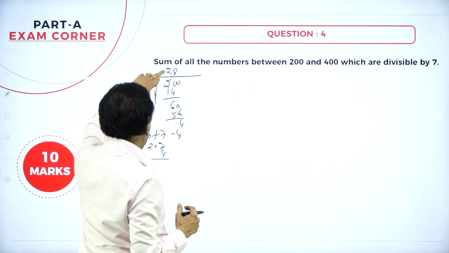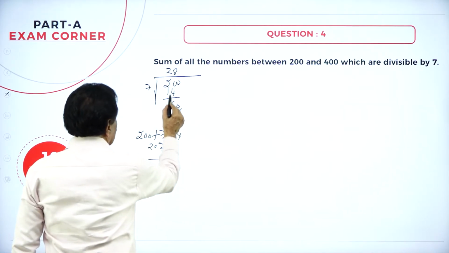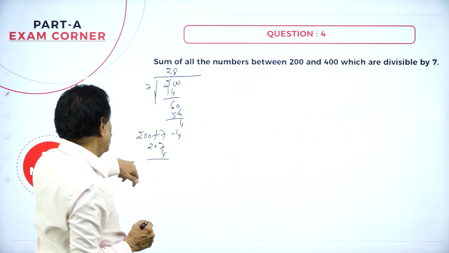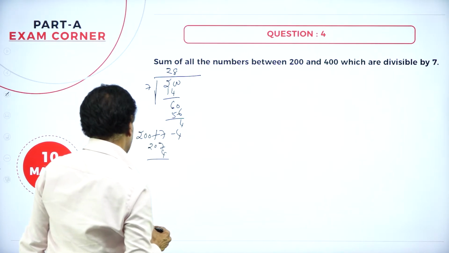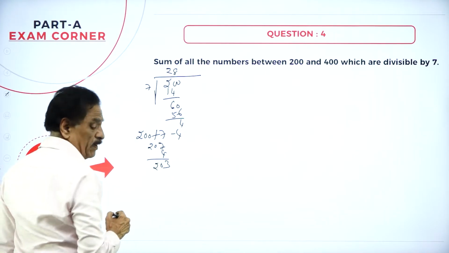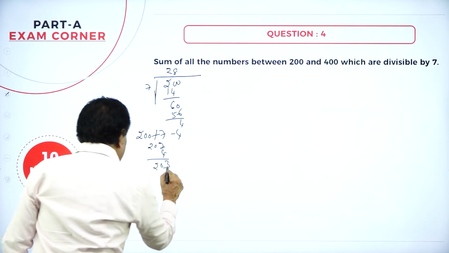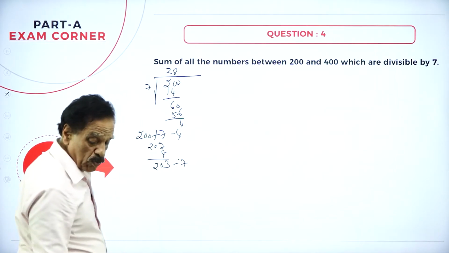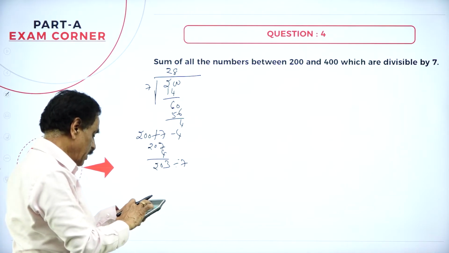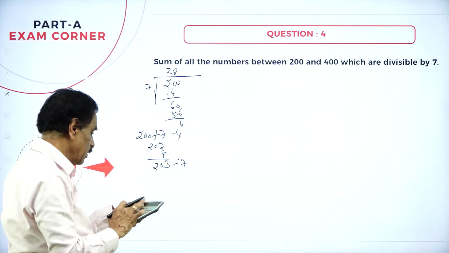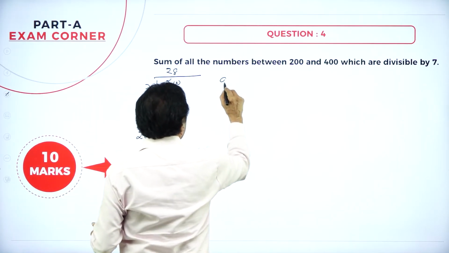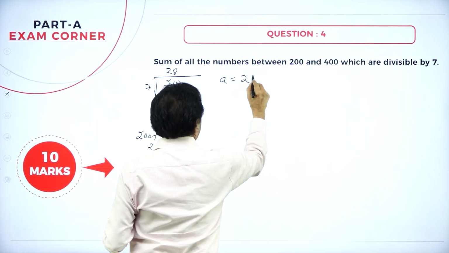Here, 7 twos are 14, 7 eights are 56, 4 is there. For the first number, 7 should be added, 4 should be deducted, so it is 203. The first number is 203. Divided by 7, 203 divided by 7 is 29. So the first number A is 29.